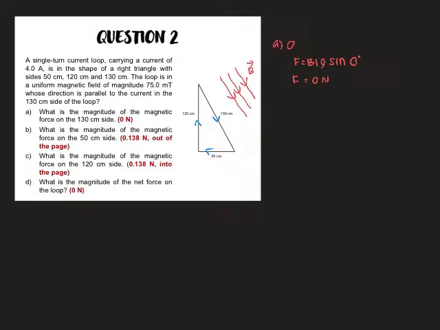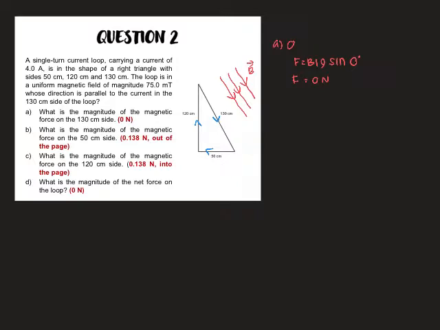Question B: what is the magnitude of the magnetic force on the 50 centimeter side? When you have this kind of question, the first thing you do is use the second right hand rule to find the direction of the magnetic force, which means the current is going to be to the left.